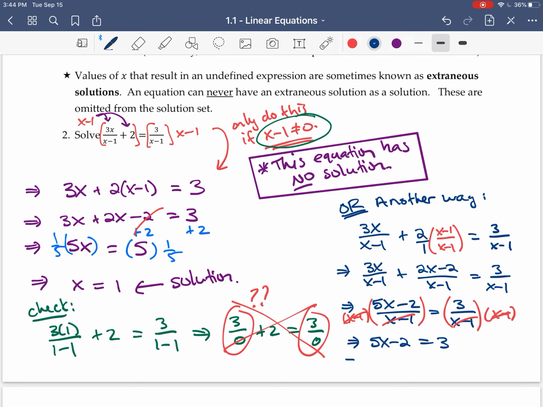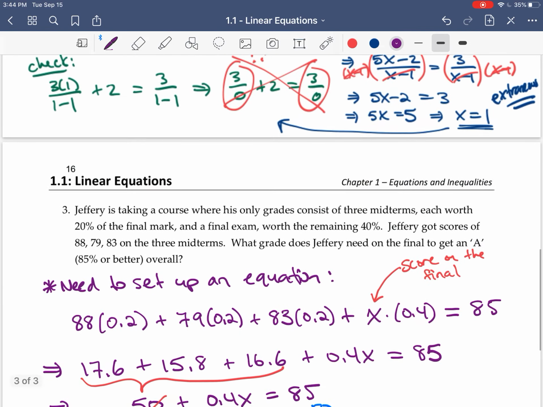Then if we solve for x, I'm going to have 5x equals 5. If I add 2 to both sides and then divide by 5, I'm going to get x equals 1 again. So that's my possible solution. But because we already checked it, we don't have to do that again. It's going to be extraneous. So we get the same extraneous solution, but that's just another way you could tackle this problem.